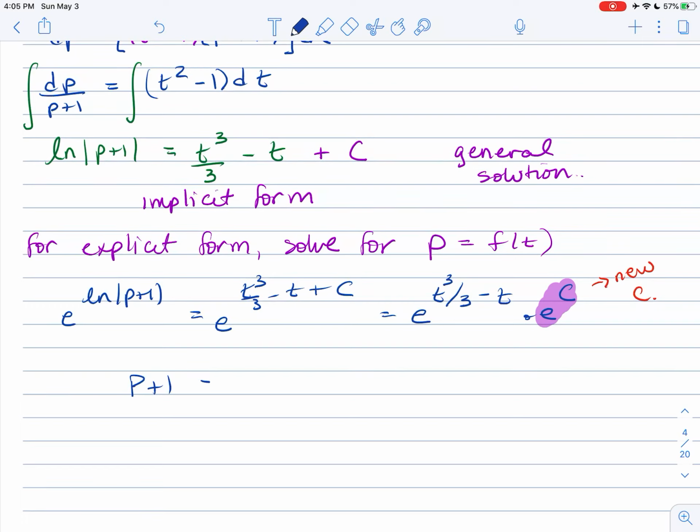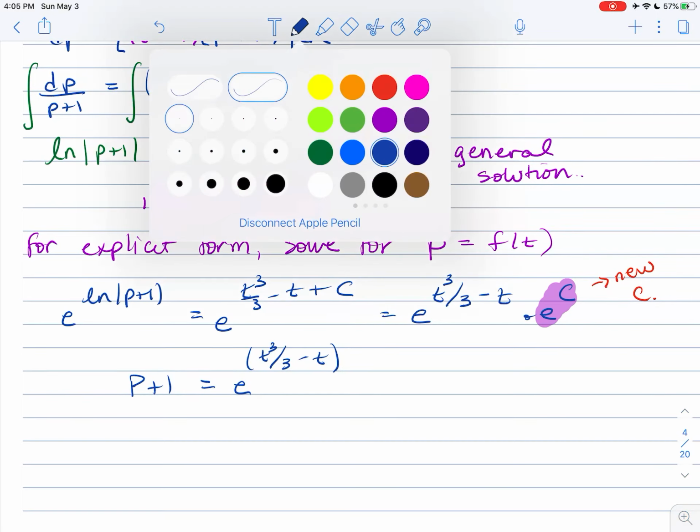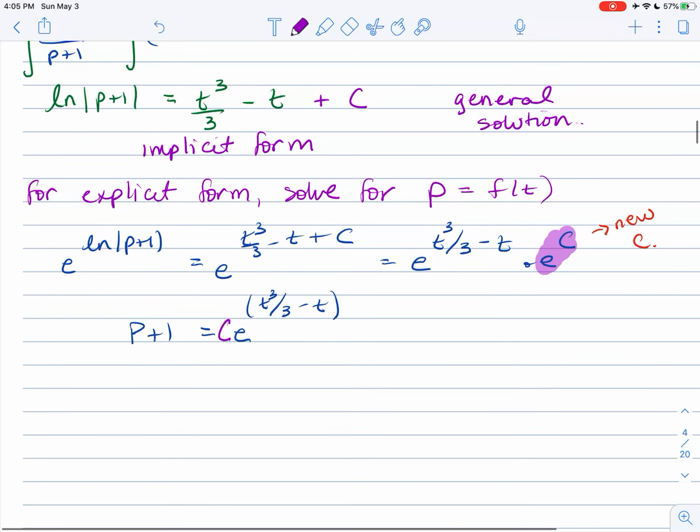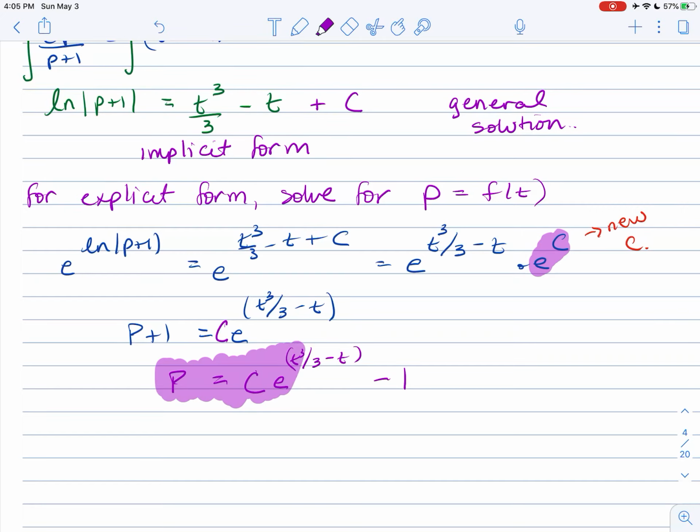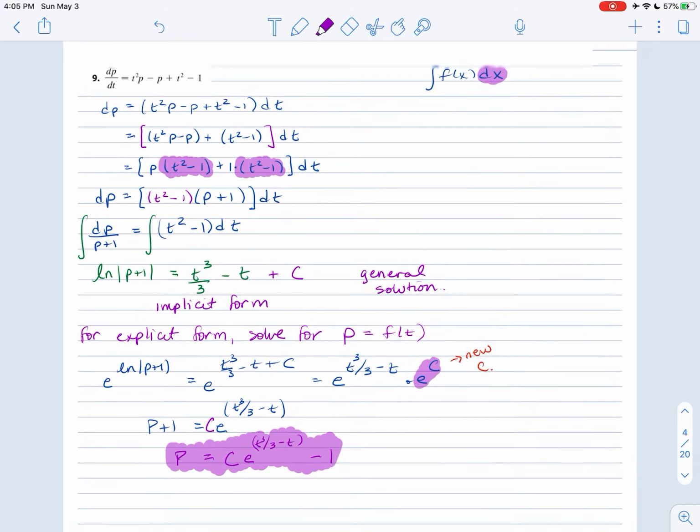And so in simplifying this expression, e to the ln of p plus 1 is p plus 1. And then we would have e to the t cubed divided by 3 minus t times c, and we'd put that c in the front. And then finally, solving for p, we would get p equal to c times e to the t cubed over 3 minus t, minus 1. And that would be the explicit solution of this differential equation.